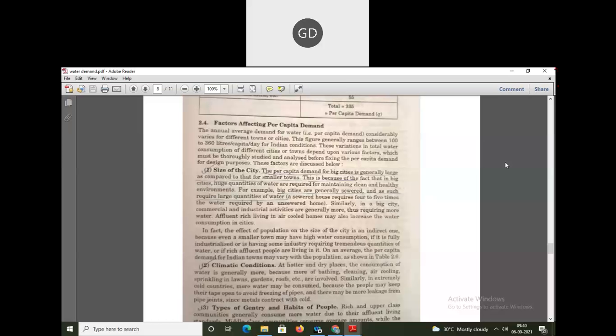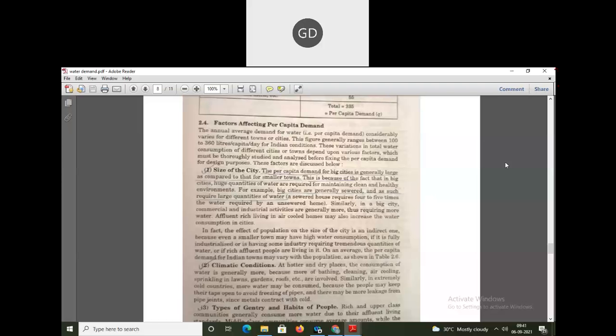So now we have to know what the factors are that affect your per capita demand. The factors you can see here are: number one, the size of the city. Obviously the size of the city is a factor, because if it is a big city, the per capita demand will be larger than in smaller cities.